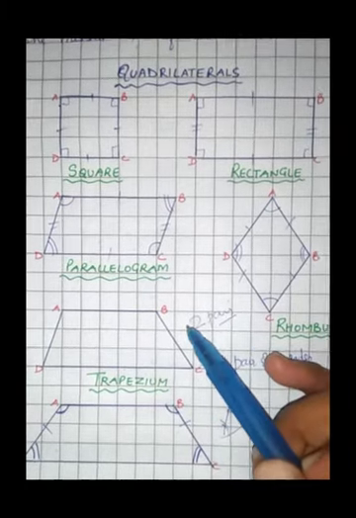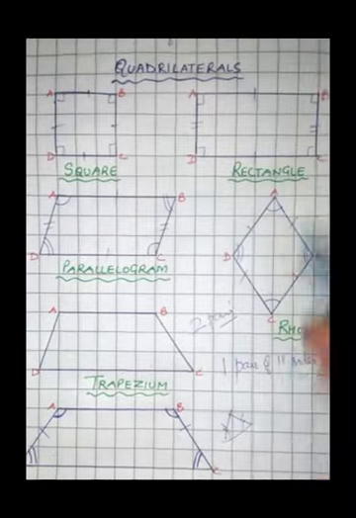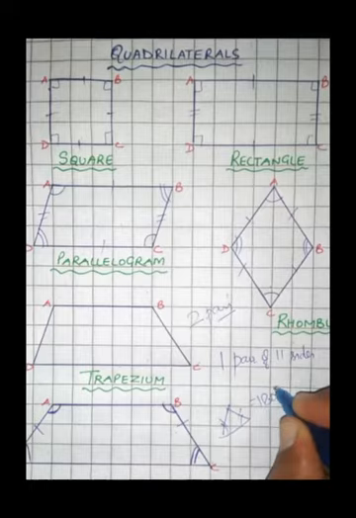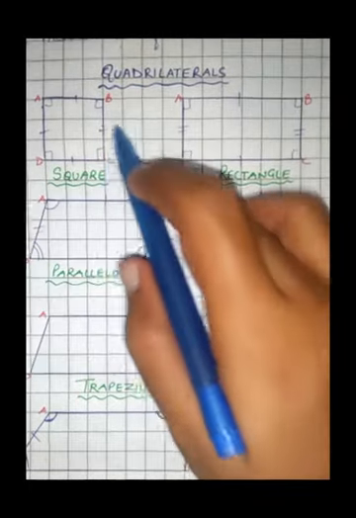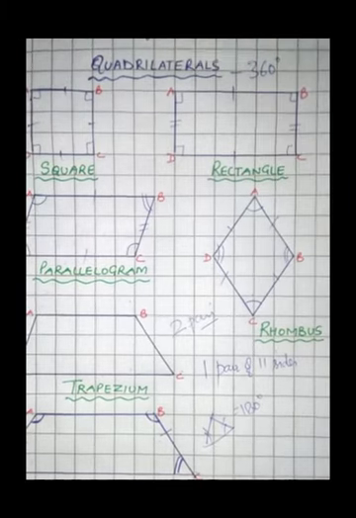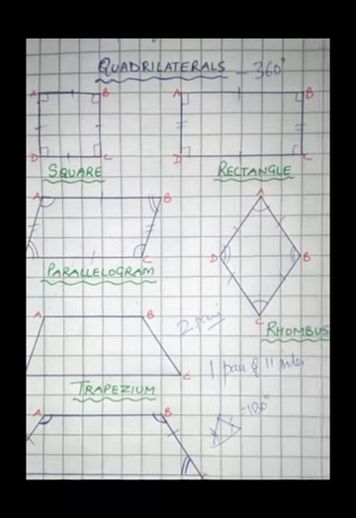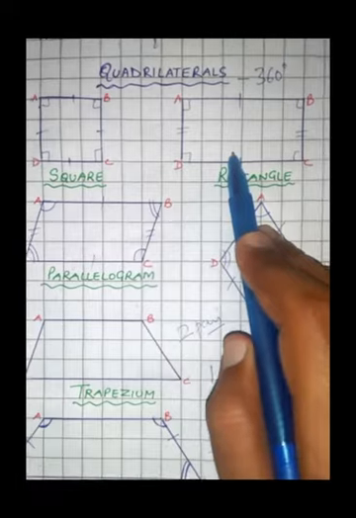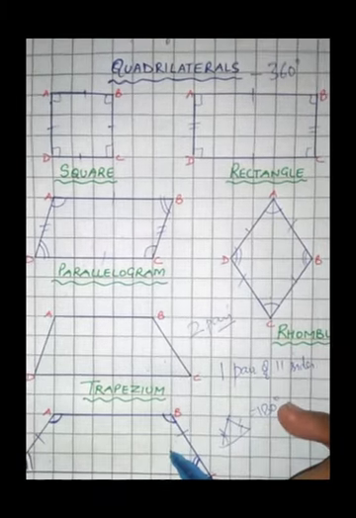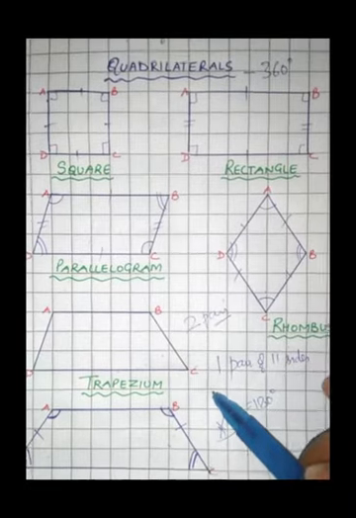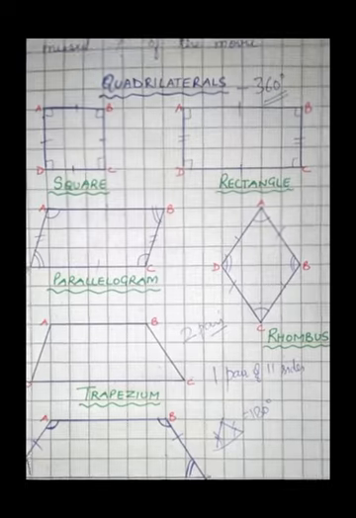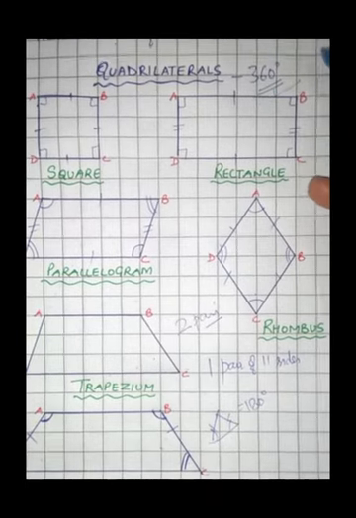Now children, one important thing is that as the sum of all angles of a triangle is always 180 degree, the sum of all angles of a quadrilateral is always 360 degree. Always remember, whether it is a square or a rectangle or a parallelogram or a rhombus or any trapezium, the sum of all the four angles will always be equal to 360 degree. So don't forget this. This is a very important point to remember.